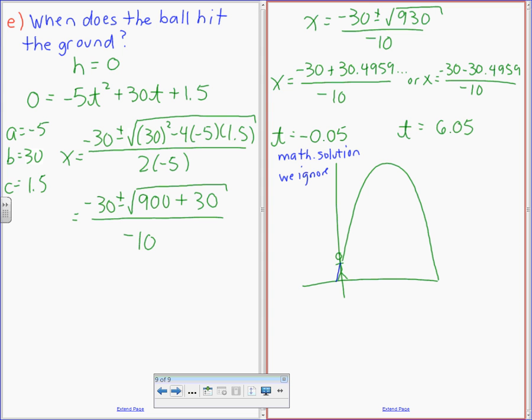Because what I want to show you is that you're going to get two answers from this, but the negative answer doesn't make sense. So this is 6.05 seconds here, and this is going to be negative 0.05. But the negative answer you can't actually have, because it's not possible to have negative time. So we're just going to say then, therefore, we will take the positive answer. The quadratic formula, because we have to.